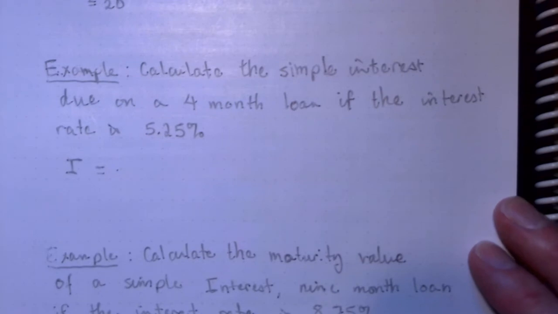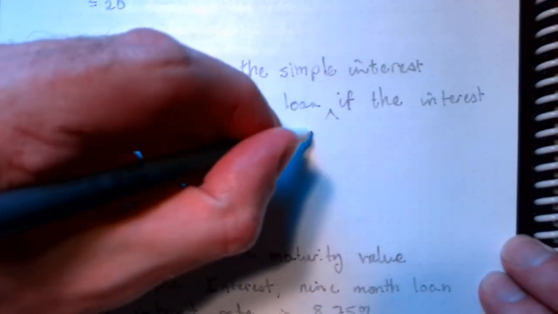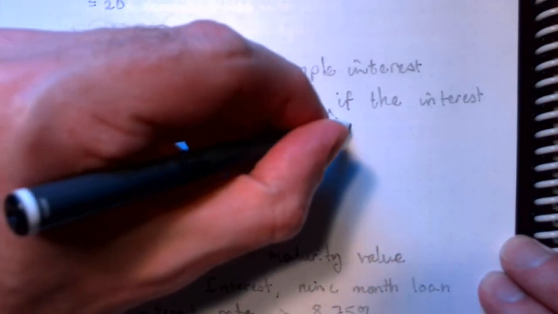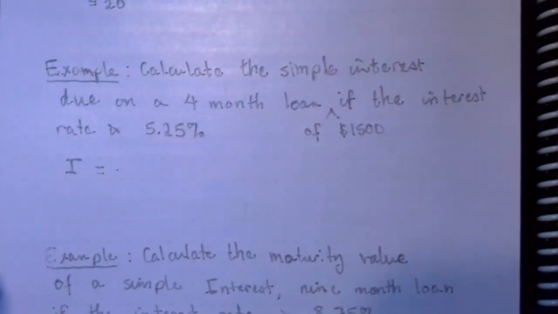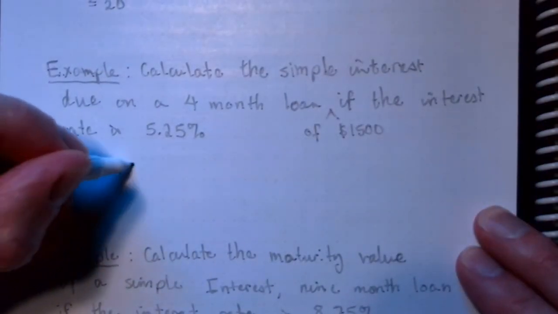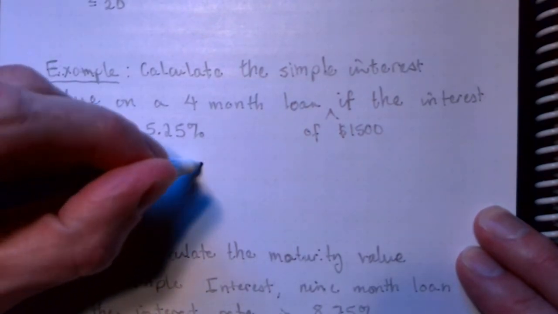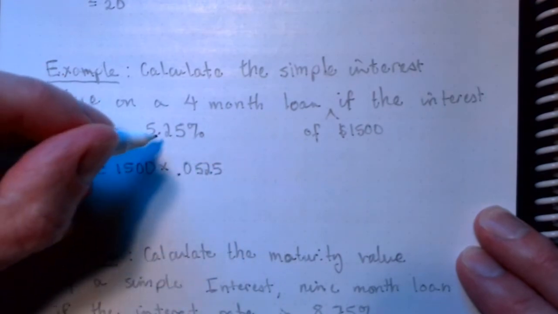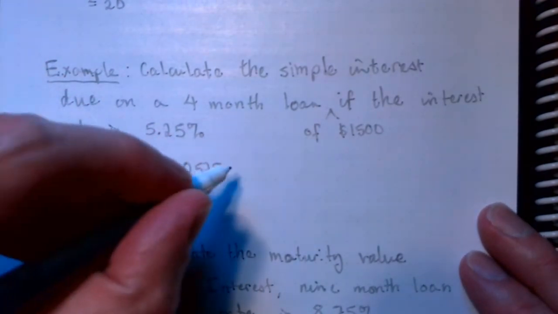Okay, calculate the simple interest on a 4-month loan of $1,500 if the interest rate is 5.25%, right? So 1,500 times 0.0525. Okay, notice I've converted to decimal notation there.